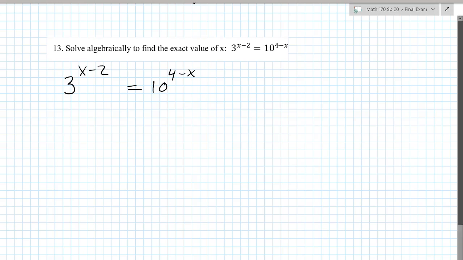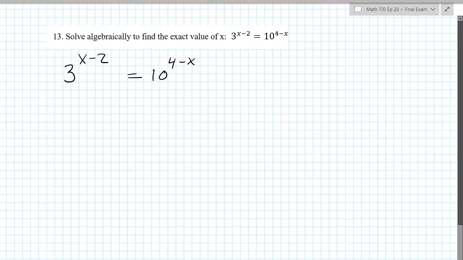But since there is no way that we're going to be able to write 3 to the power equals 10 to the power, we're going to have to use properties of logarithms in order to solve for x. So we've got a property that says the log base a of m is equal to the log base a of n implies that m is equal to n. So we can go back and forth between these two forms.